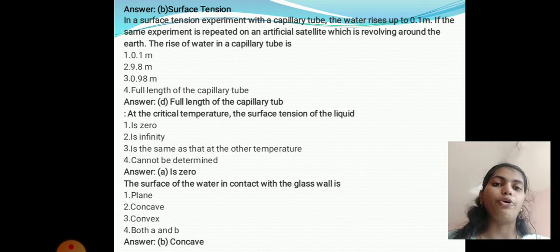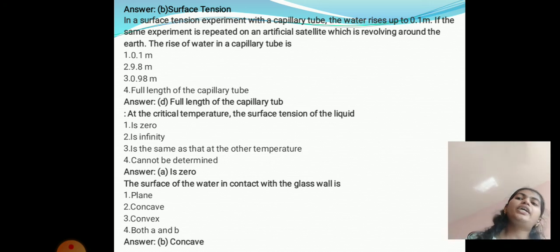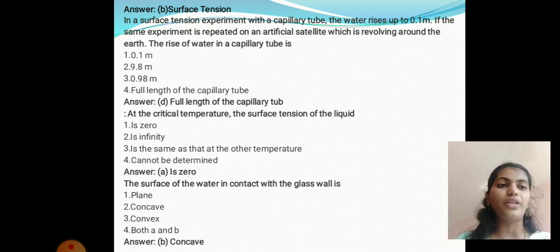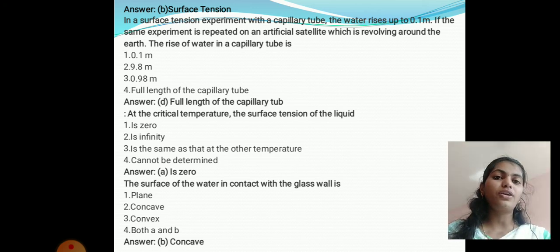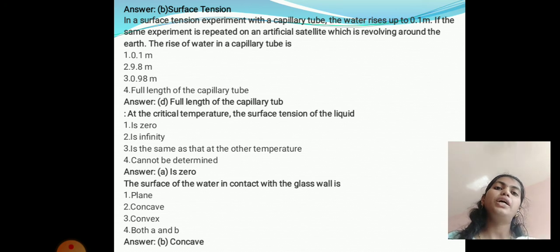At the critical temperature, what is the surface tension of a liquid? At the critical temperature, we have to know that there is no force acting on the liquid. Because of that, it's 0. The options are 0, infinity, the same as at other temperatures, or cannot be determined. Here it's 0.